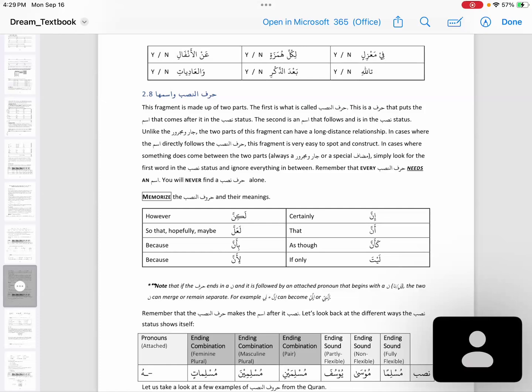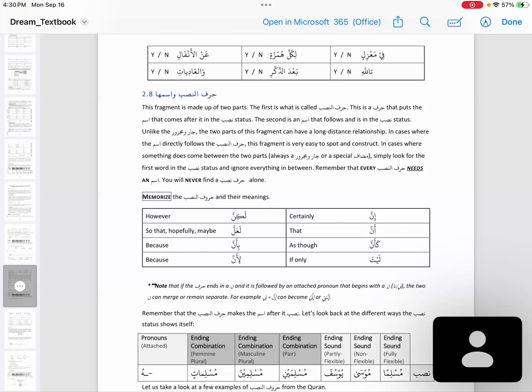Today we are going to have a brief lesson because there's a lot to revise and we will not go forward till we have practiced and perfected the previous lessons, inshallah. But this is going to be another chart that has to be memorized. That is Harf Nasab and its Ism. It is a fragment. We have already done the Harf Jar Majroor fragment. Now we are doing Harf Nasab and its Ism.